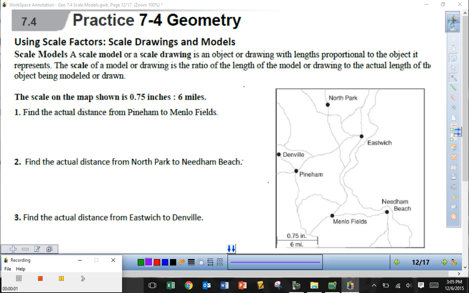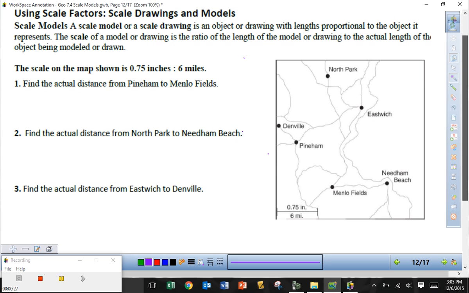Okay, so below here we've got this map, and there's a few different towns on the map, and this is a model or a representation of what it would look like actually. So what we want to find is the distance from, on this first one, Pineham to Menlo Fields. Well, what we can do is pay attention to what they scaled and see if we can use that to determine the actual length. If you take a look in this bottom left corner, they have our scale factor. Okay, they say that 0.75 inches is going to represent 6 miles.